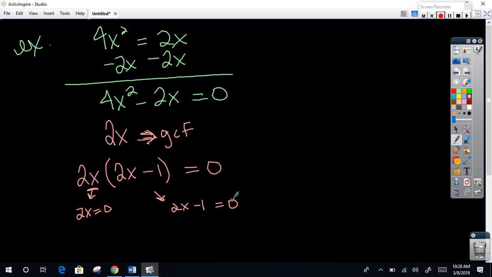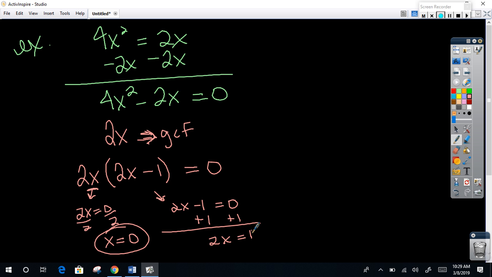Ooh, some of y'all are going fast with those pencils. x equals 0 is one of the answers. If I add 1 and divide by 2, 1 half is the second answer. Yay! One more.